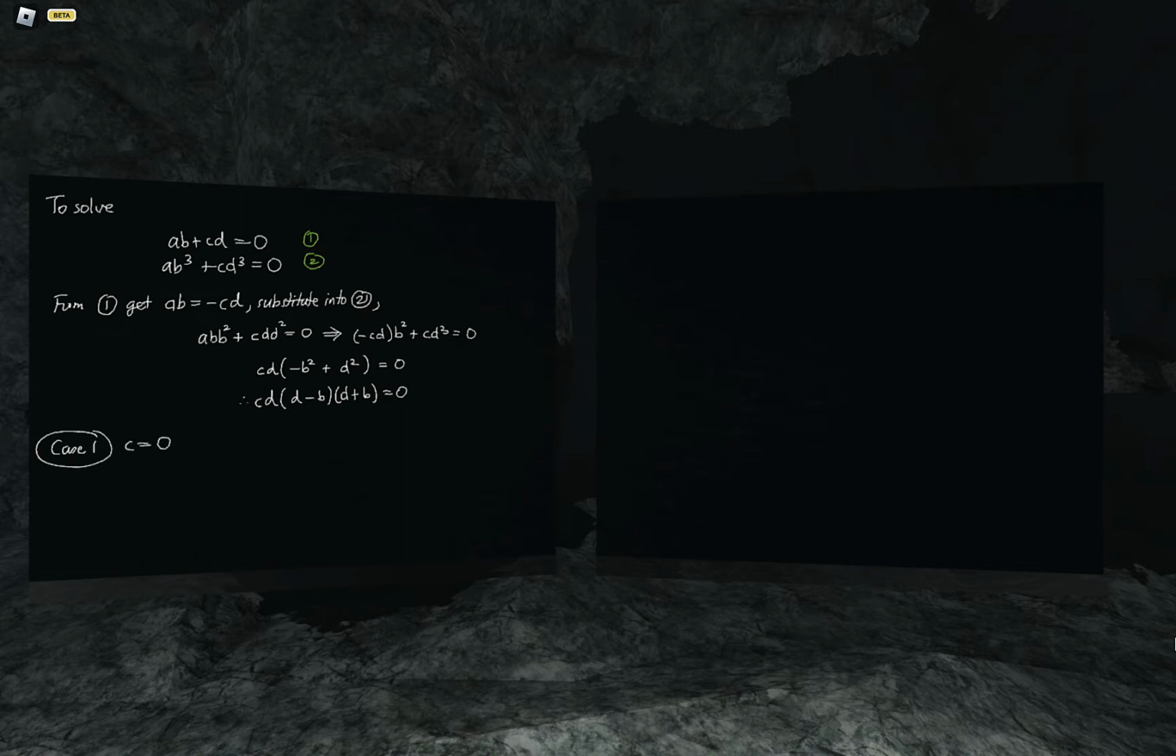If C is 0, then what does that tell us? Either A or B have to be 0, right? So A equals 0 and B is free, or A is free and B is 0. Okay, so that gives us 2 lines.